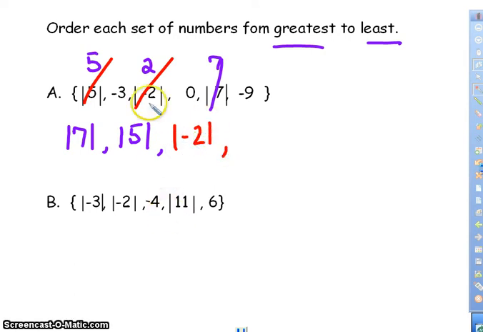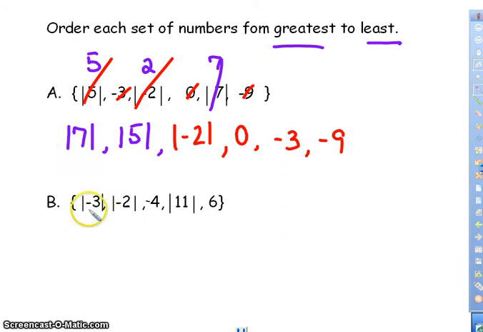Okay, and now I have a -3, a 0, and a -9 left. Well, we know 0 is our neutral number, so it's not yet negative, so 0 is still going to be larger than the negative numbers. Then if you visualize on a number line, the -3 would be closer to the 0 than the -9. So the -3 is going to be your next largest number, and -9 would be the smallest. Okay, so now I've used up all my numbers. So go ahead and try B by yourself, and then compare it to what I put for my answer.